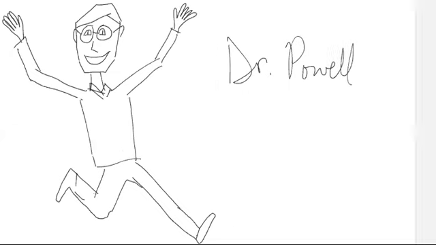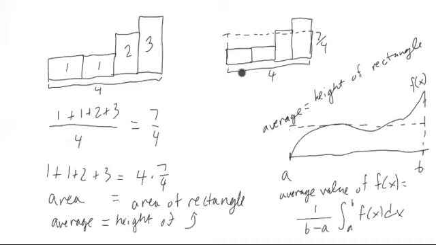Powell. Let's give some motivation for the idea of average value of a function. First, let's think about the average value of four numbers, 1, 1, 2, and 3. We can add them up, divide by 4, and we get 7/4. Now let's think about this 7/4 for a minute.